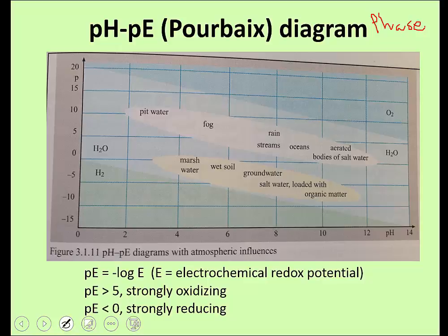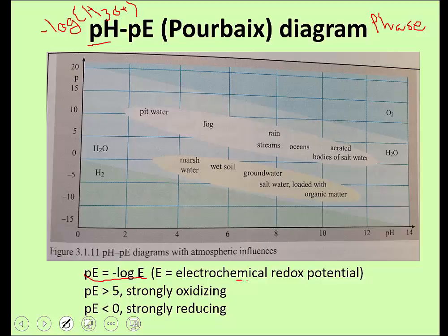Now, things to note here. You're probably familiar with pH, the potential of hydrogen in something, and it's just the negative log of the hydronium ion concentration, H3O+. You may see it as just H+ or H3O+, either way. So that's your pH. Anytime you see that P in front of something, it's just the log of something. So pE is the negative log of the electrochemical redox potential.